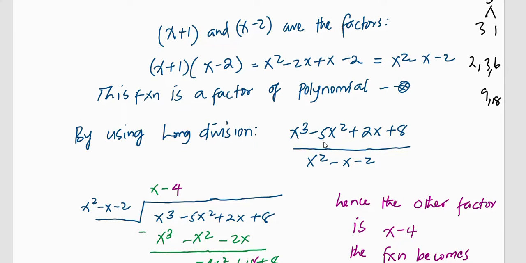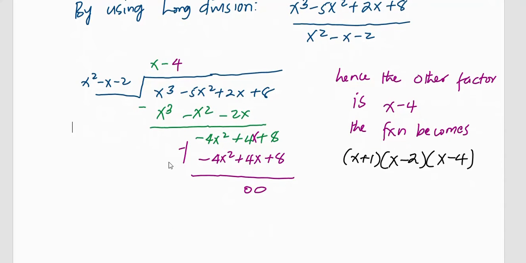As we have already said, we can use long division, and in other instances we can also use synthetic division. But in this particular example, we are going to use long division. So x cubed minus 5x squared plus 2x plus 8 divided by x squared minus x minus 2. When we divide using long division, x cubed minus 5x squared plus 2x plus 8 is the numerator, and this is the denominator.